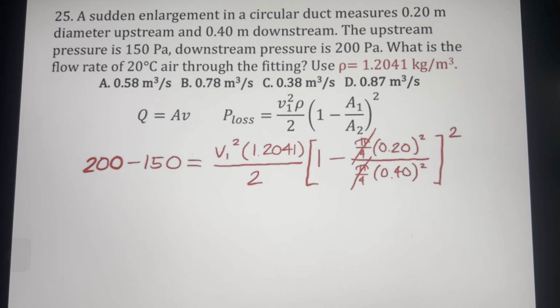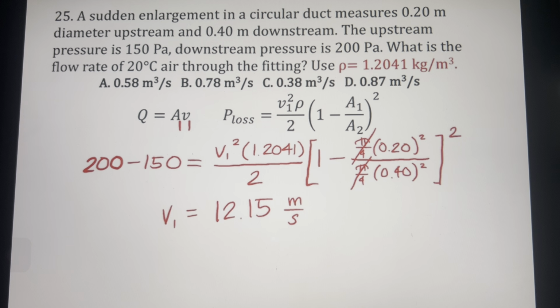So calculating, our V1 is equivalent to 12.15 meter per second. So we have the value of our V1, meaning if you are to use V1, our area should be also at point 1.